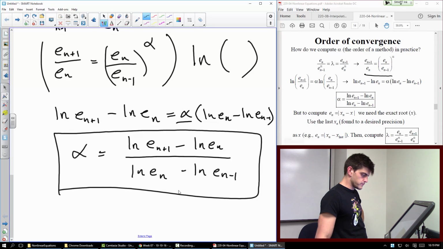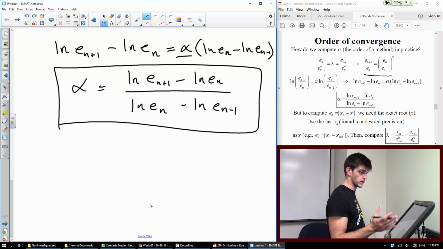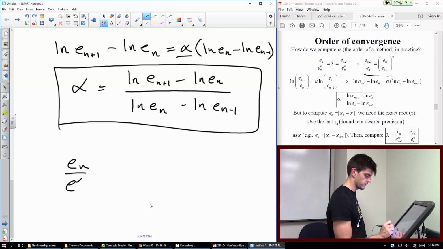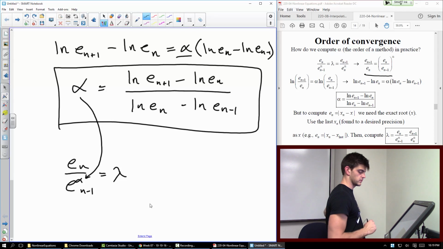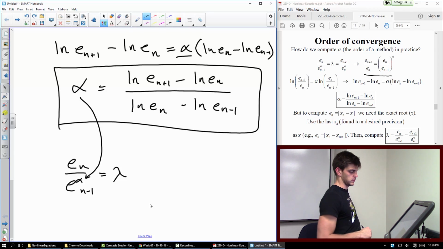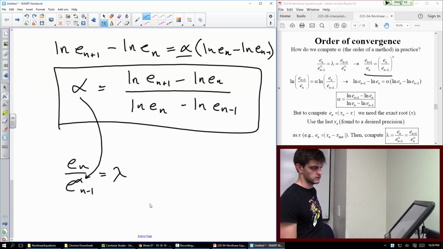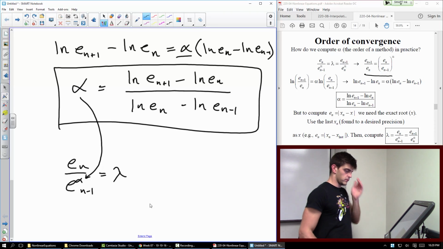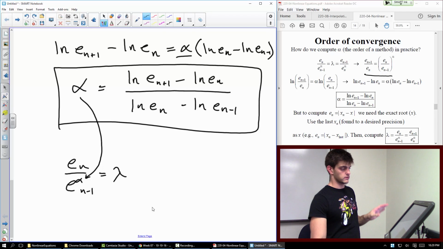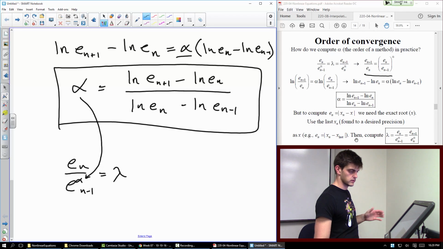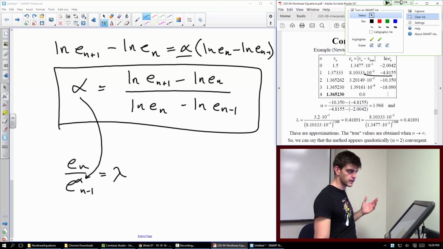So from this, we're going to get alpha, and then all we need to do is go back to the original equation. So let's say we know alpha at this point, and then we go back to e sub n over e sub n minus 1 to the alpha, and we just solve for lambda. You just plug in whatever error values you got at the nth and nth minus 1 iteration, and that's how you're going to solve for lambda. So this is empirically solving for lambda and alpha. You're not using any kind of analytic formula. So let's look at an example.